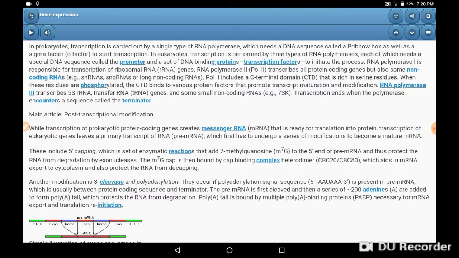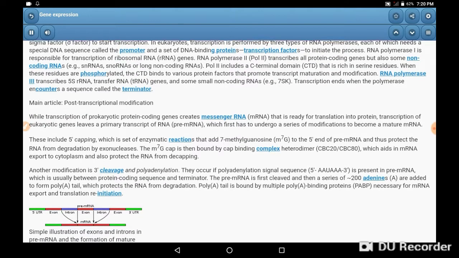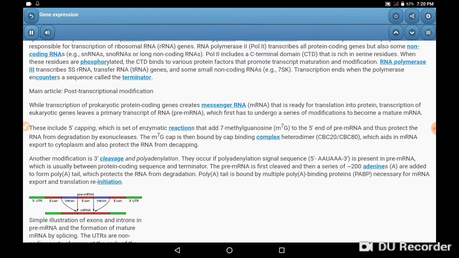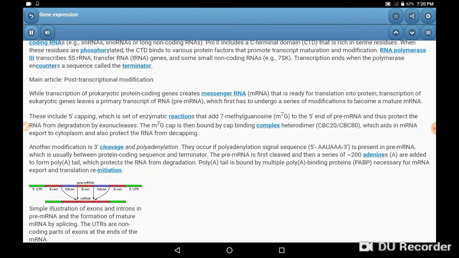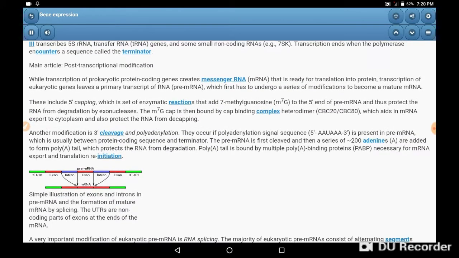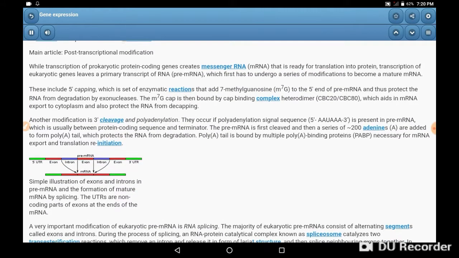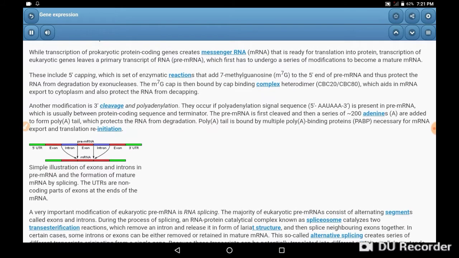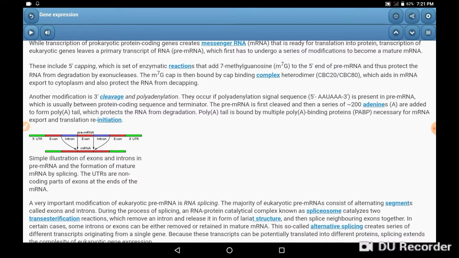Main article: Post-transcriptional modification. While transcription of prokaryotic protein-coding genes creates messenger RNA (mRNA) that is ready for translation into protein, transcription of eukaryotic genes leaves a primary transcript of RNA (pre-mRNA), which first has to undergo a series of modifications to become a mature mRNA.